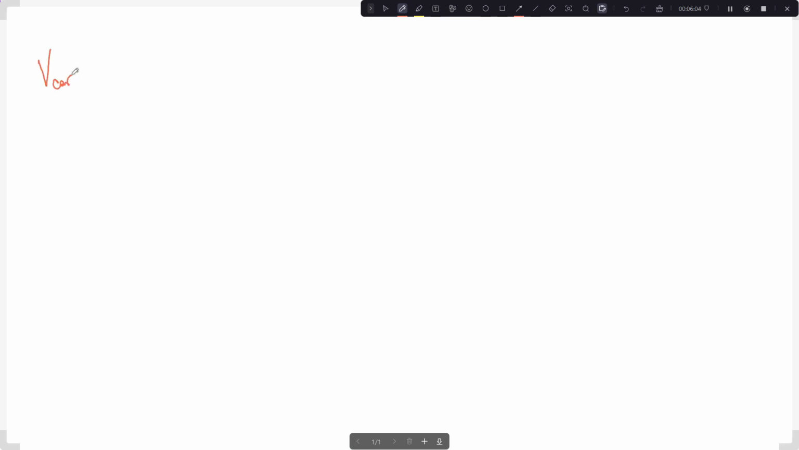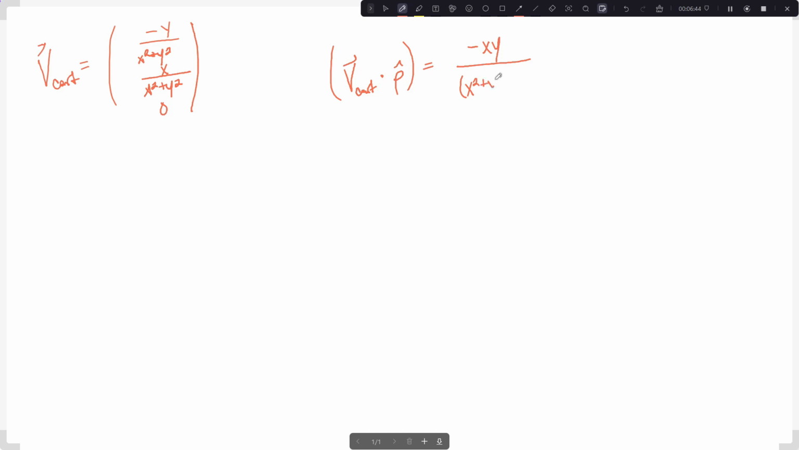So V Cartesian was, let's see, minus y over root x squared plus y squared. It was x, it was not a root on the bottom there. Minus y over x squared plus y squared. It was x over x squared plus y squared, and then 0. If I compute V Cartesian dot rho, I end up with minus xy over x squared plus y squared to the 3 halves plus xy over x squared plus y squared to the 3 halves, and the xy's cancel and give me 0.